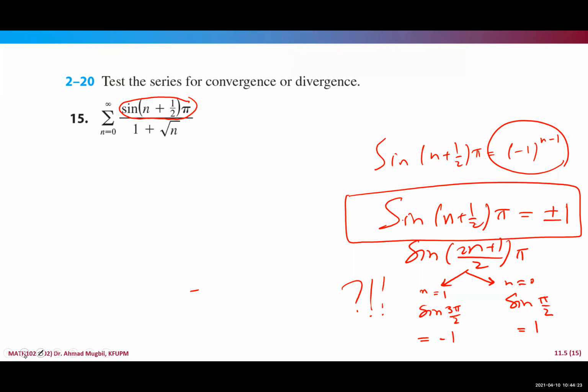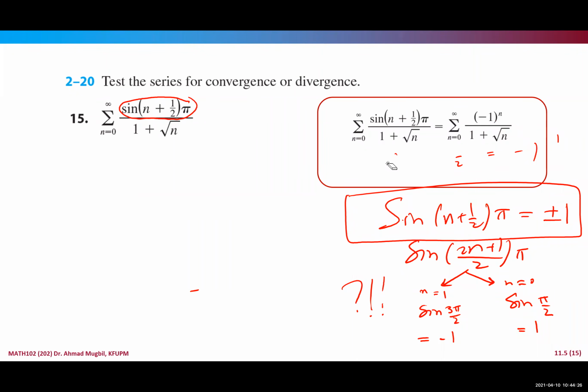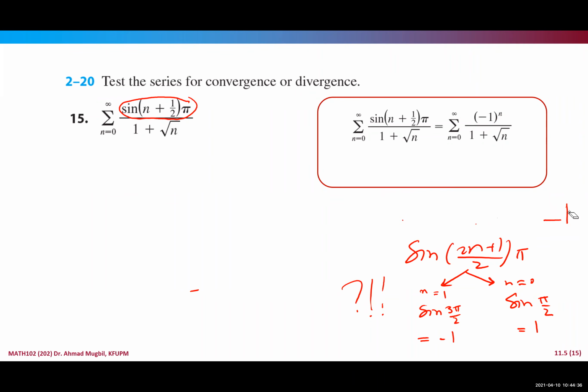So this is why I put it for you in the solution. Look, this series, Shabab, it is just -1 to the power n. Yes, we start from 0, so no need for n minus 1. N is enough because we are starting from 0. So now this series is just -1 to the power n over 1 plus square root of n. And of course, Shabab, clearly here bn will be 1 over 1 plus square root of n.